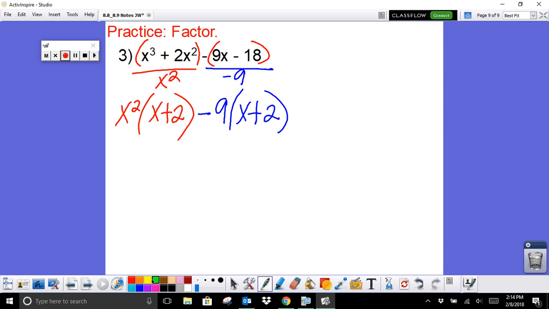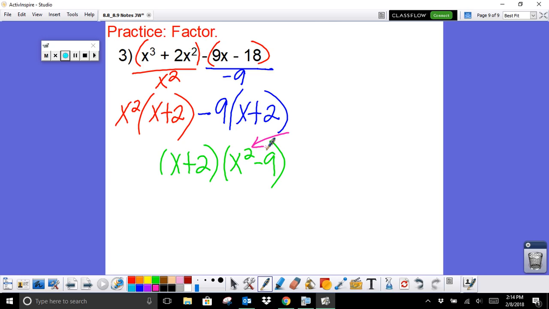So my two factors here are x plus 2, sorry, and x squared minus 9. But we have a problem. I still have this squared here. And y'all haven't been taught this yet because today is the first day we learned about difference of squares. But if I still have something that's squared, I need to see if this can still be factored. Because there is a chance that it can be.